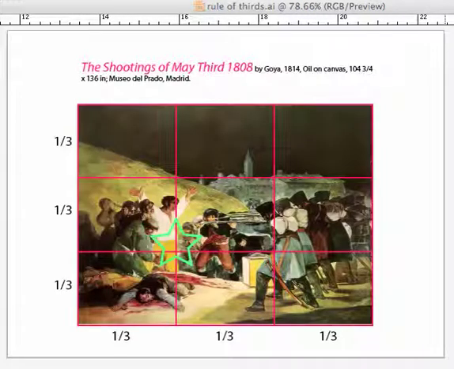Okay, so here is a painting called The Shootings of May 3rd, 1808 by Goya. Now, when I positioned the rule of thirds grid over his painting, you can see how the rule of thirds and the focal point really works. You'll notice that here, this is the focal point right here of his painting. And as you can see where the star is, he's pretty much placed that in the first third of the grid, and the other 2/3 are balanced out by these darker values.